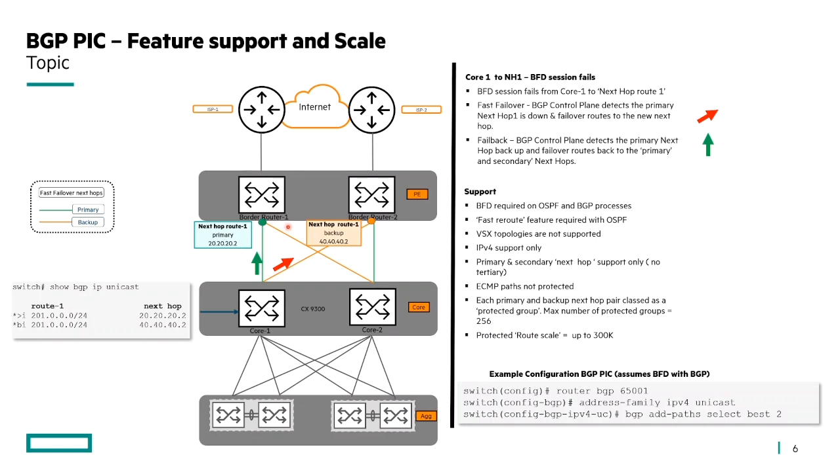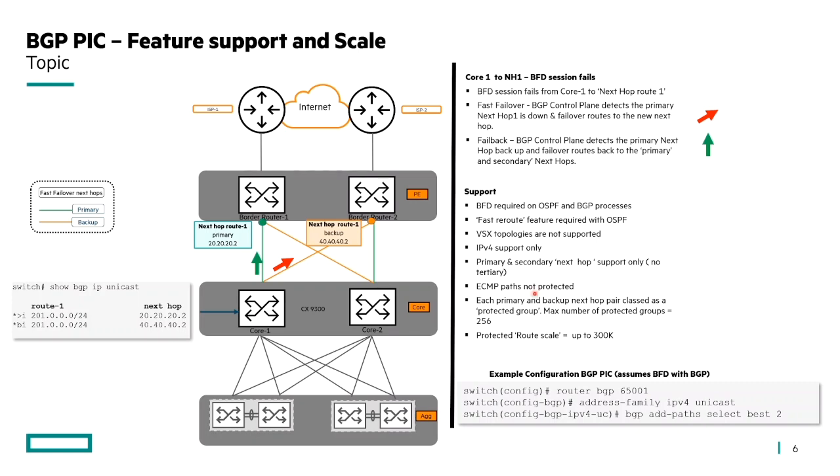So again, going through the support, BFD is required on both OSPF and BGP processes, but I'm just relating to BGP PIC here. Fast reroute features is the OSPF reference that we're using. VSX is not supported, IPv4 support only. We've only got this concept of primary and secondary next hop, no third or tertiary. ECM paths are not protected, so multipath is not protected. It's only primary next hop and backup next hop.